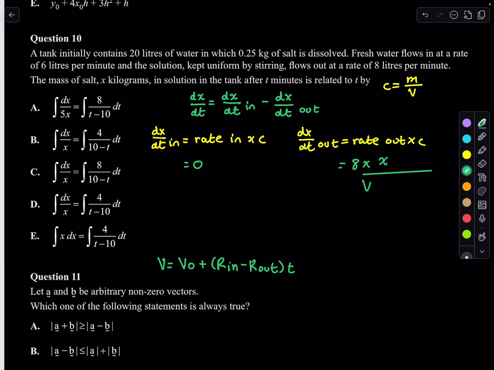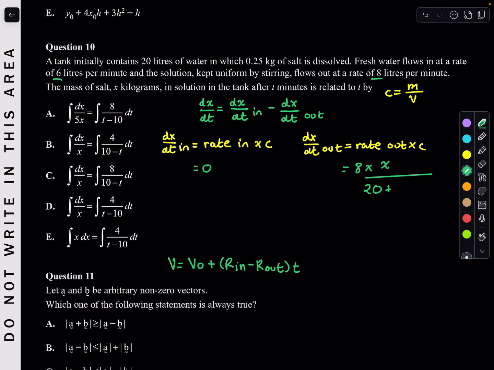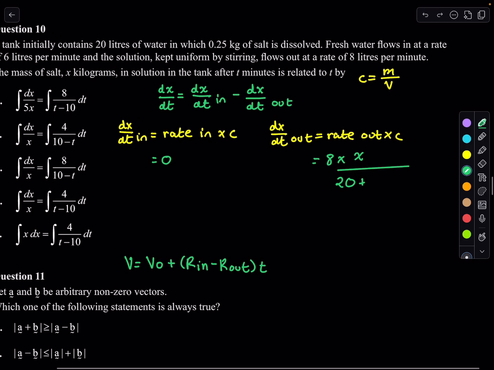So putting it in over here, it's V. So what's my initial volume? 20 liters. So 20 plus rate in. So our rate in was 6. We're going to minus the rate out. So 6 minus 8, which is -2. So basically negative 2t.